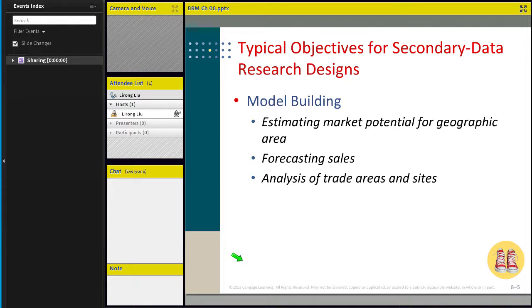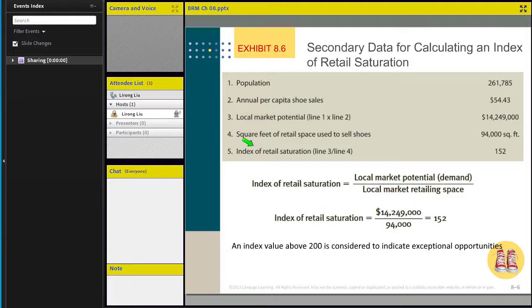Lastly, secondary data can do model building. Although the model building talked about here may not be the theoretical model we talked about before. This model is more about doing some analysis of the market. So the textbook gives us an example of how to calculate an index of retail saturation. I'm sure you will learn this simple calculation in your other courses, so we're going to skip it. This just shows you we can use secondary data to do some calculation.